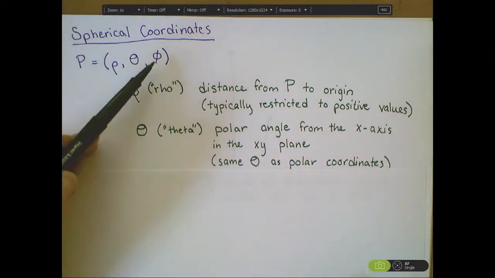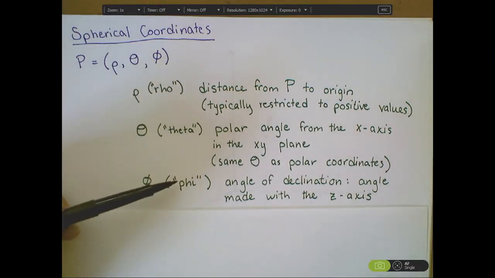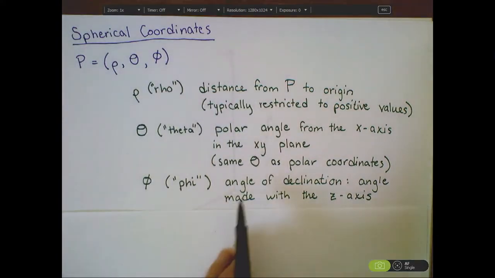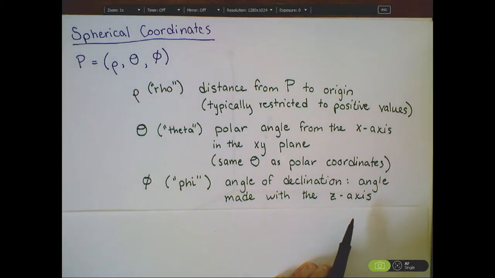Finally, the final angle here is the angle phi. Some people pronounce it phi. I pronounce it phi. And this angle is called the angle of declination, and it's the angle that's made with the z-axis.